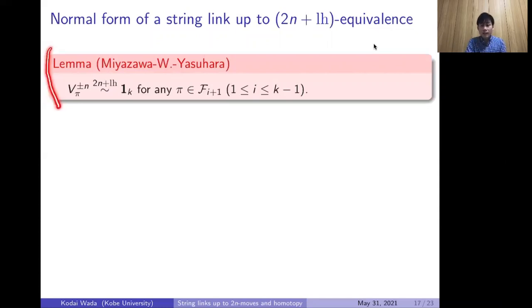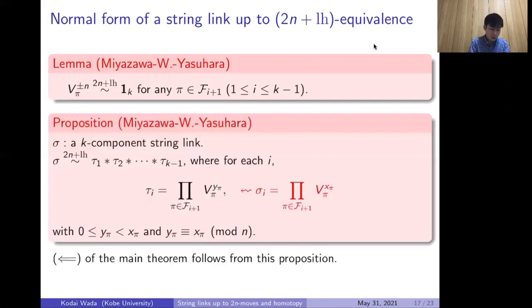This key lemma states that the k-component string link b_pi to the power of n or minus n is 2n plus LH equivalent to the trivial k-component string link for any injection pi in F_{i+1}. Applying this lemma to Yasuhara's normal form, we have the following proposition.